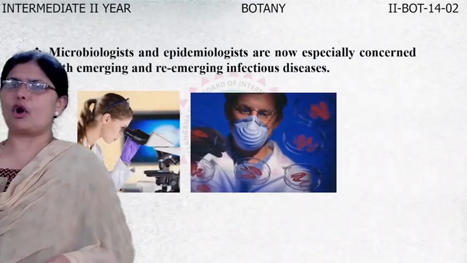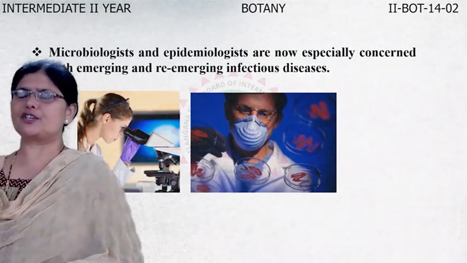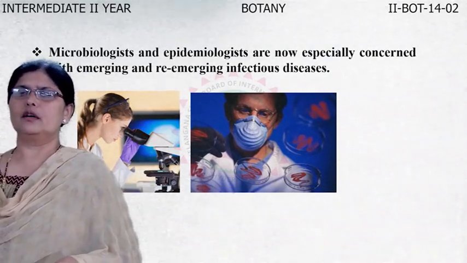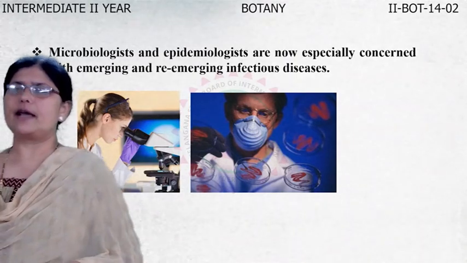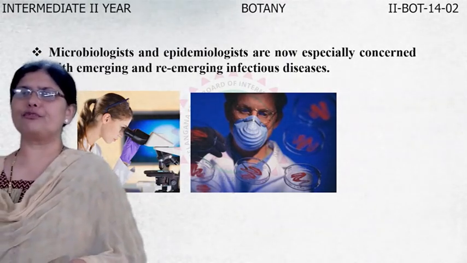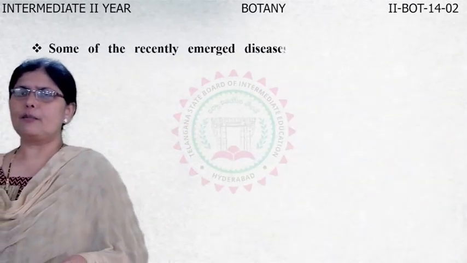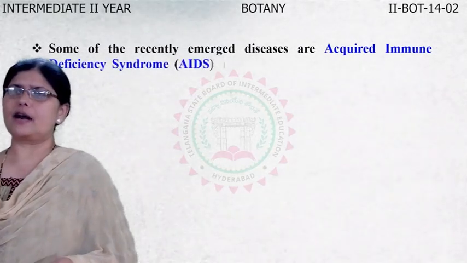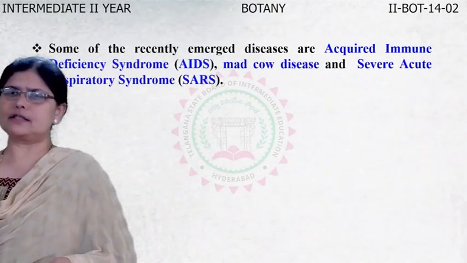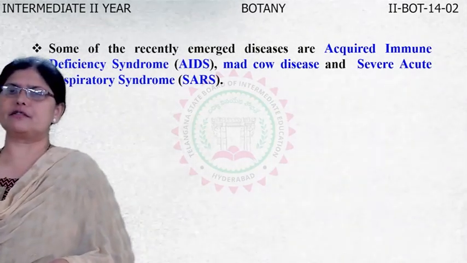Microbiologists and epidemiologists are now specially concerned with emerging and re-emerging infectious diseases. Now the recently known, or actually we can say unknown, disease which is being faced by the population of Eluru in Andhra Pradesh. Some of the recently emerged diseases are acquired immunodeficiency syndrome, commonly called AIDS, mad cow disease, and severe acute respiratory syndrome called SARS.